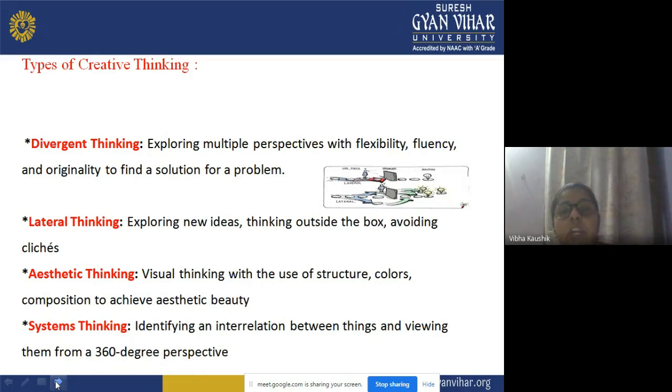Divergent thinking is totally different from convergent thinking. In convergent thinking, we only focus on what has already been done before. But in divergent thinking, we try to apply new things to get the solution of the problem.